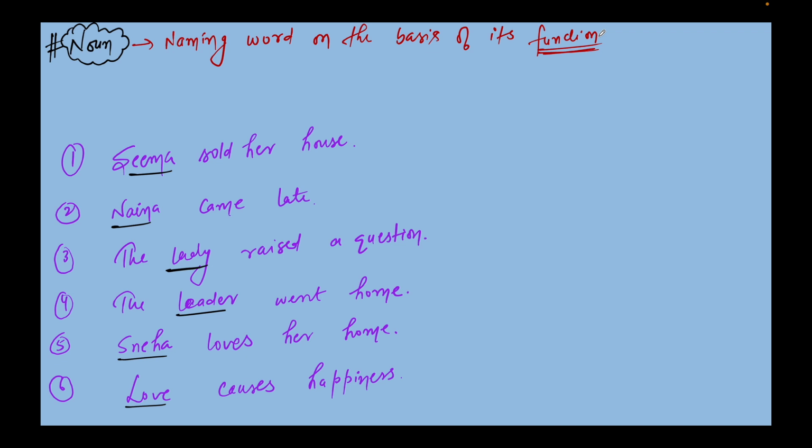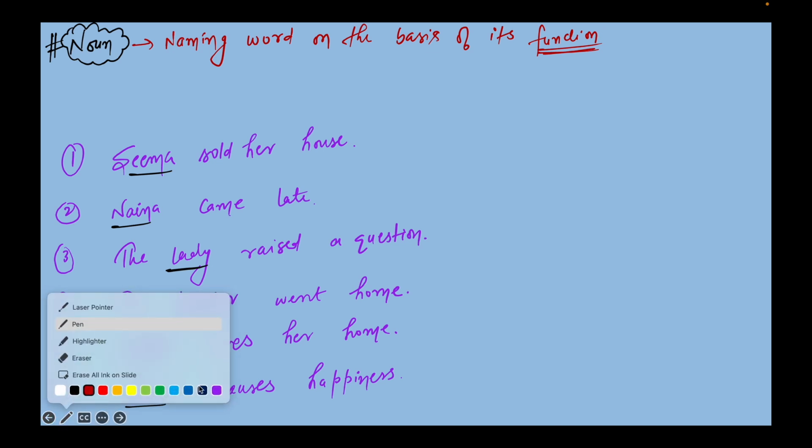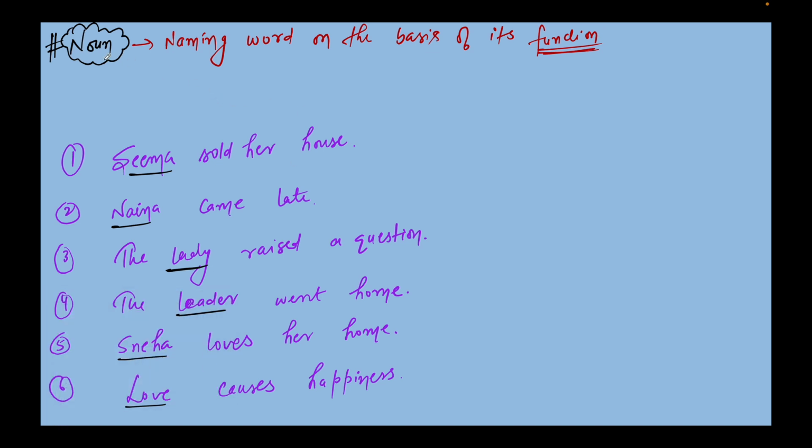Okay. So if you see clearly, in this case, noun is a naming word on the basis of function. So how many bases are there? Basically, this basis means base. Base means unit. It is a unit, something like a part of something. So we will actually discuss in detail.